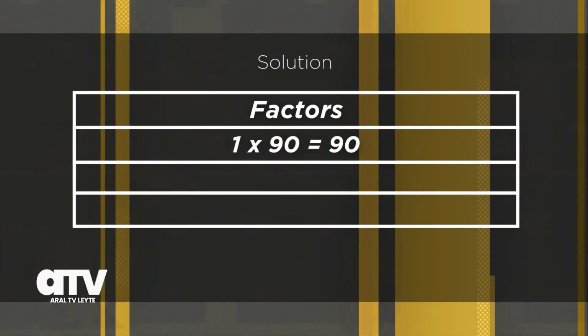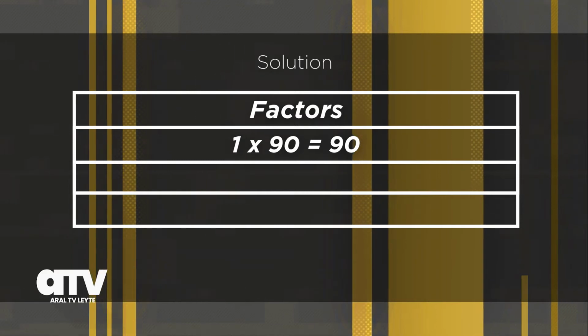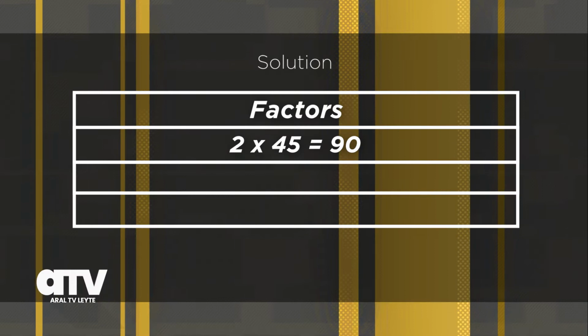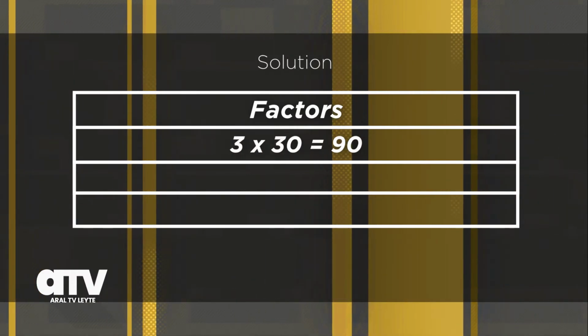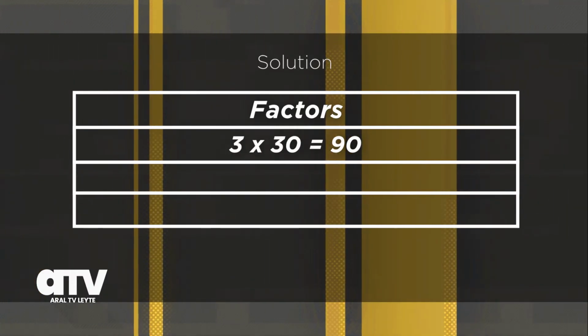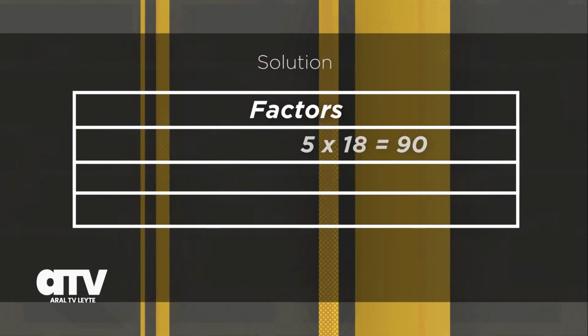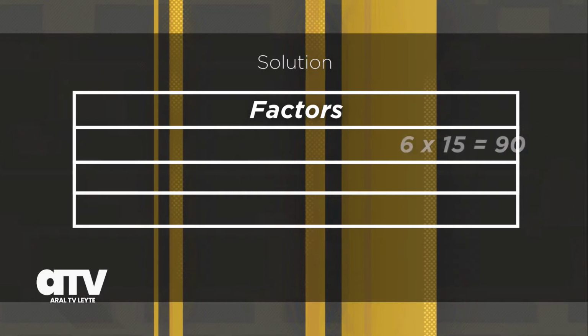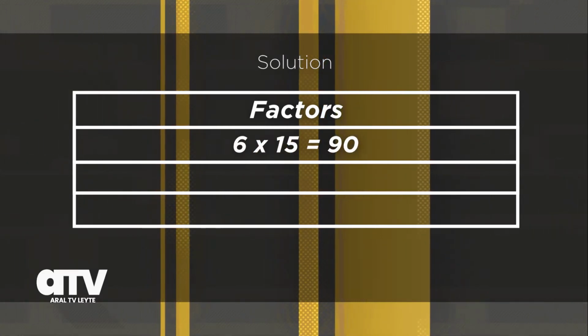1 times 90 is equal to 90. 2 times 45 is equal to 90. 3 times 30 is equal to 90. 5 times 18 is equal to 90. 6 times 15 is equal to 90.